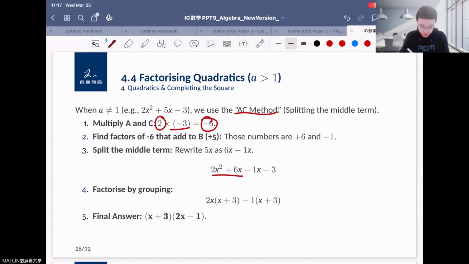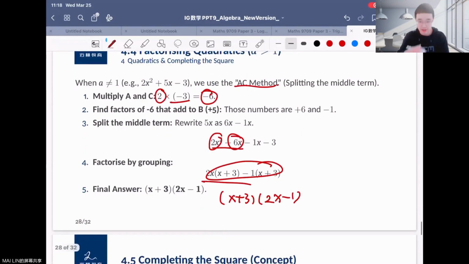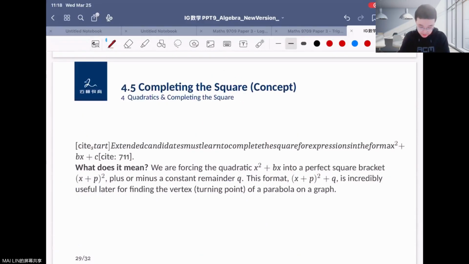Here you can write 2x squared with 6x as 2x times x plus 3. And then minus 1 times x plus 3. Adding together, it becomes x plus 3 times 2x minus 1. That is the answer. Factorizing quadratics is very easy to understand: you just try to make the pairs first.